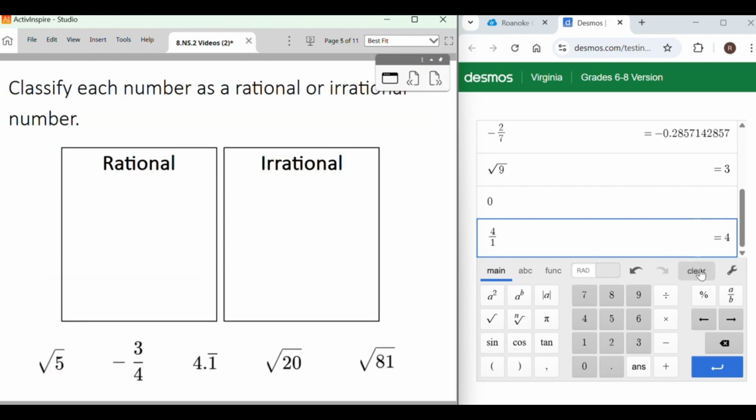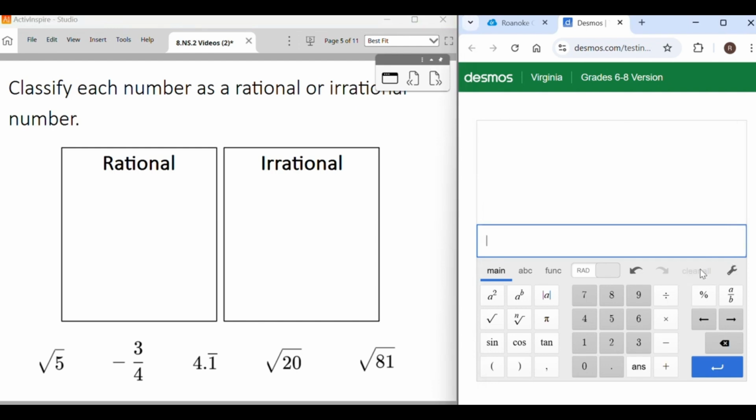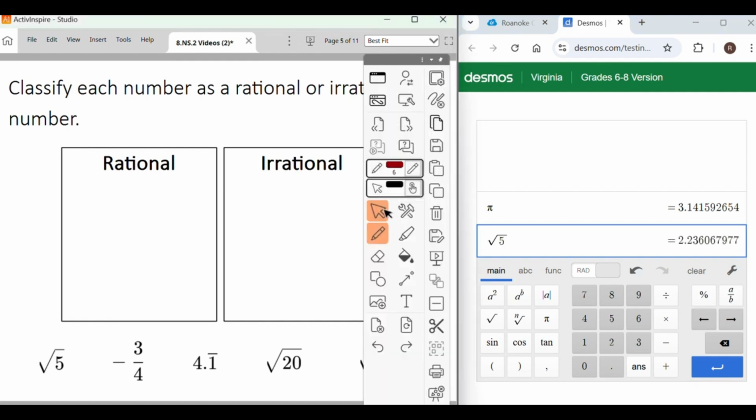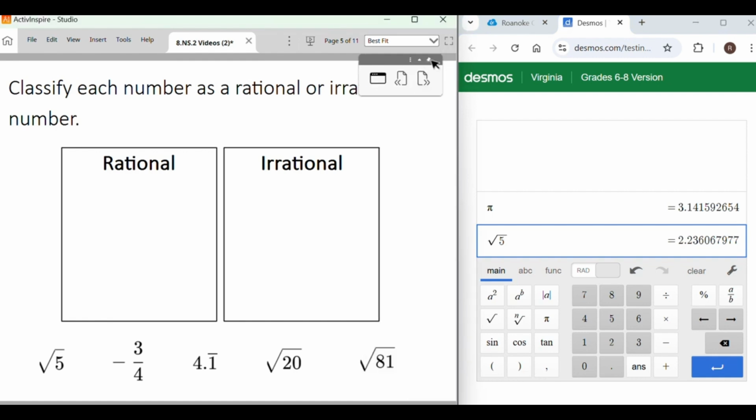All right, here we're going to have to classify numbers as different between rational and irrational. The first thing I'm going to type in my calculator is pi. If anything looks like that, where it just has a decimal that goes on forever, then you know it's irrational, like pi is irrational. So let's try the next one, square root of 5. Okay, so put that in. That is a number that looks a lot like pi. So let's go ahead and put it where it belongs. It is irrational.